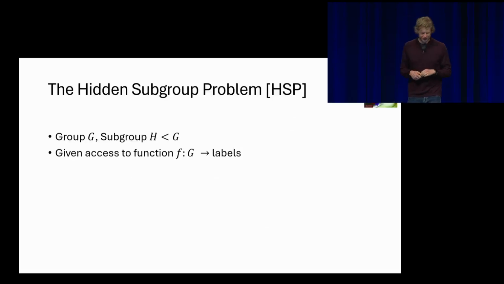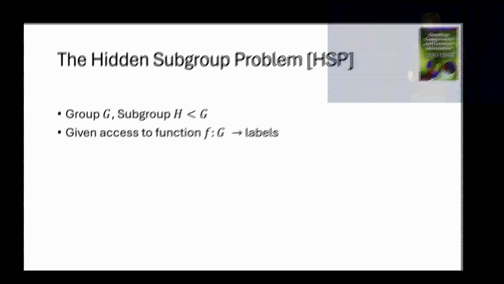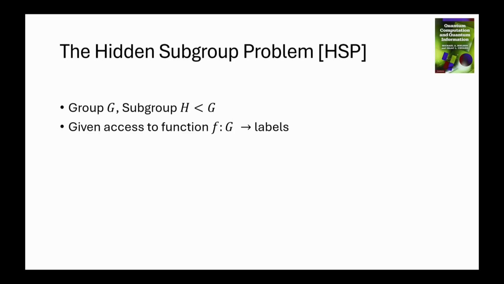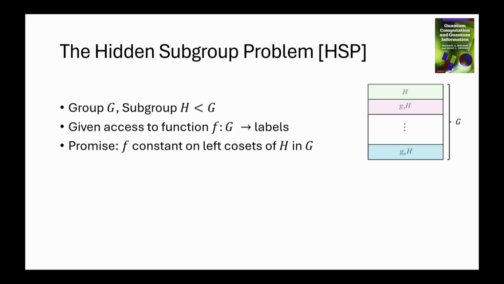Okay. So in order to describe our algorithm, I need to first recap the standard hidden subgroup problem from Mike and Ike. In the standard HSP, you have some group G and some subgroup H of the group. You're given access to some classical function f from the group to some set of labels. And you're promised that this function is constant on the left cosets of the subgroup in G. So in other words, it's constant on the subgroup H. It's also constant on translations of the subgroup H by elements of G. So this function f obeys a certain symmetry by some action of the subgroup. And your goal is to learn the symmetries of the function, that is to say, learn the subgroup H.